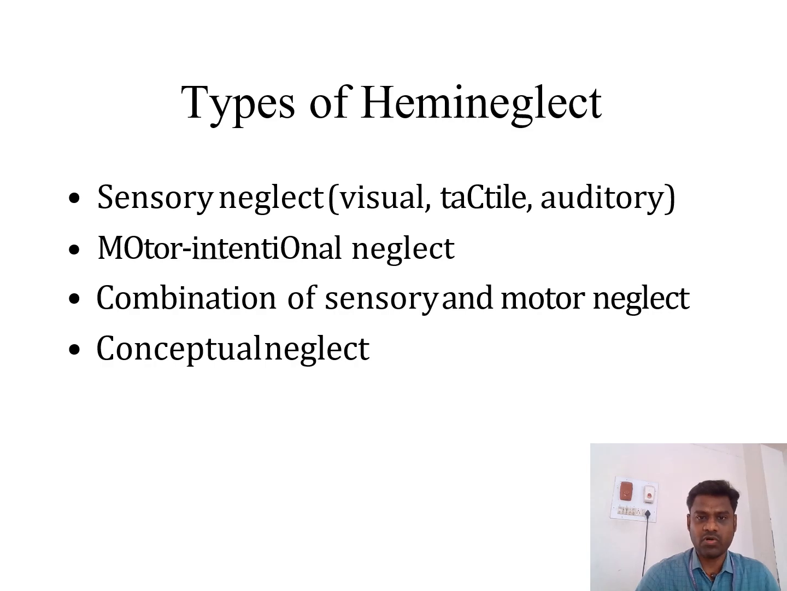Then motor intentional neglect. The term says motor intentional. That means due to pain or lack of usage, people try to protect their limbs because of spasticity or some other reason. They will try to protect the limbs without making any movements. Because of that, that may produce the neglect, and that is voluntary. So that is what we call motor intentional neglect. Then there is a combination of sensory and motor neglect.